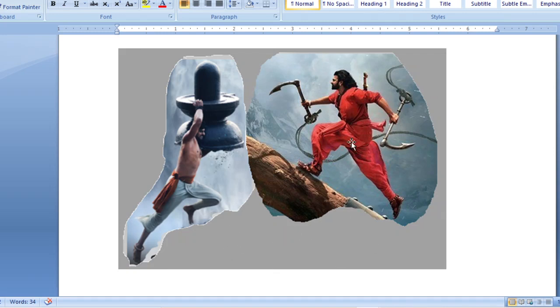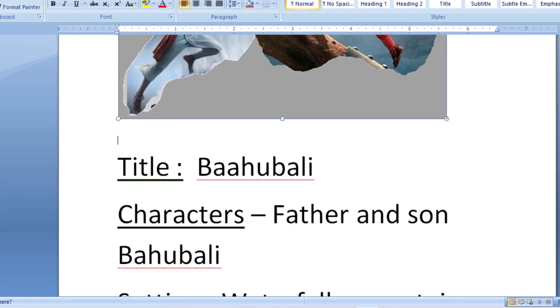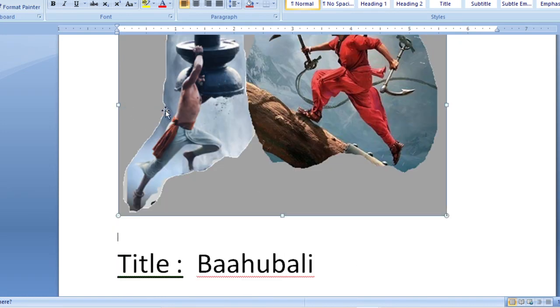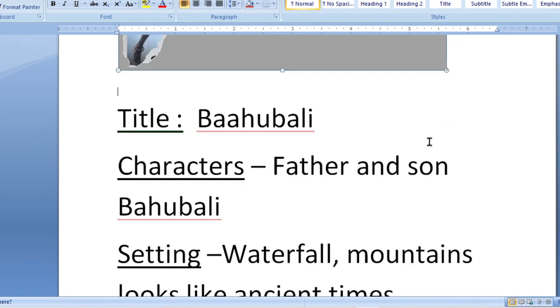Who are the characters? It looks like there are two main characters. There is one in a simple dress and one who's wearing a bit more regal dress. Regal means royal dress. Okay, so we know it is father and son because we have seen the movie, but otherwise you will just say one in a simple dress and one in a regal dress.